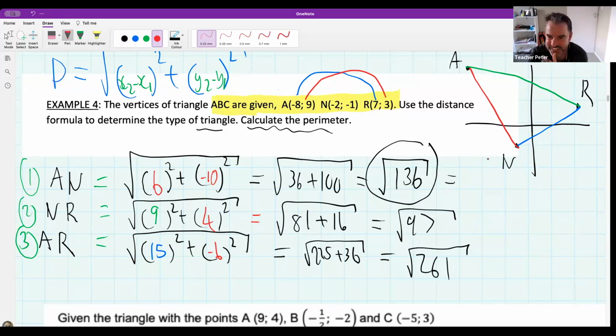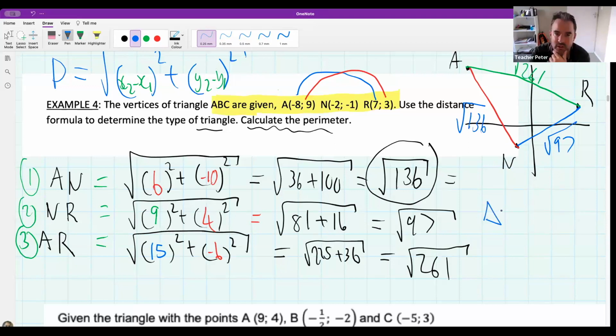Okay, fantastic. So if we visually look at this, where is AR? So AR is up here, the square root of 261. If we look at 136, where would that be? That would be AN. This would be square root 136. And then square root 97 would be down here. And what we see is that the green one is definitely the longest one. But they're all different.